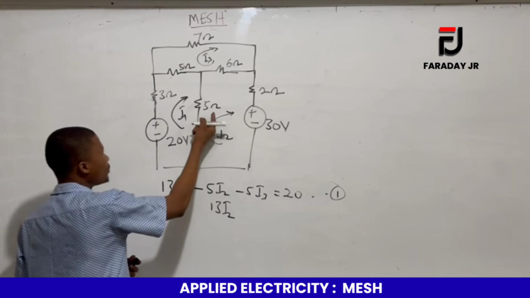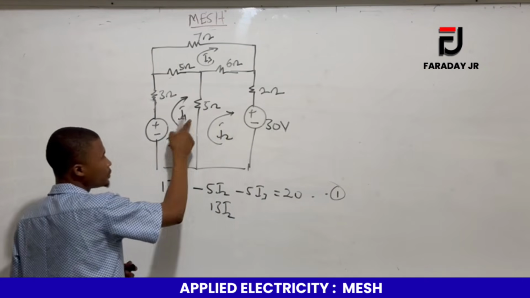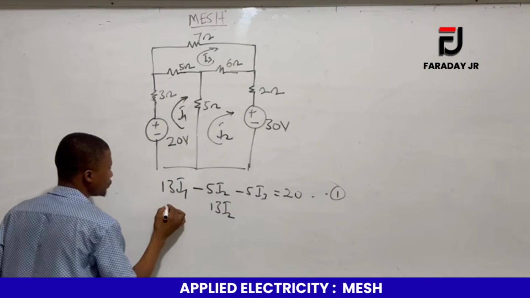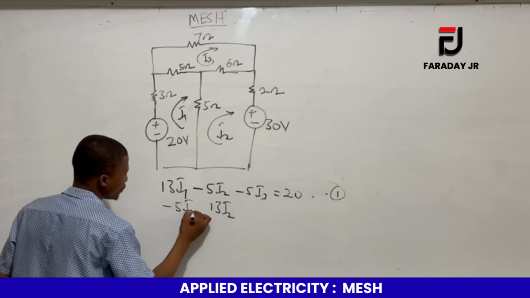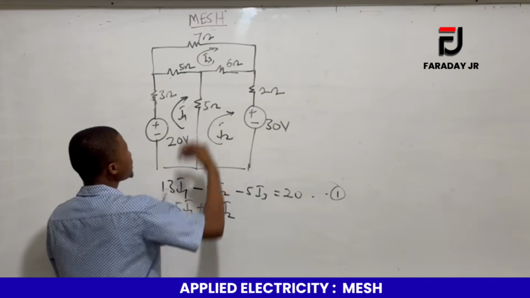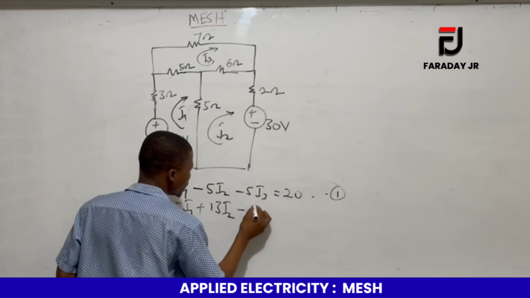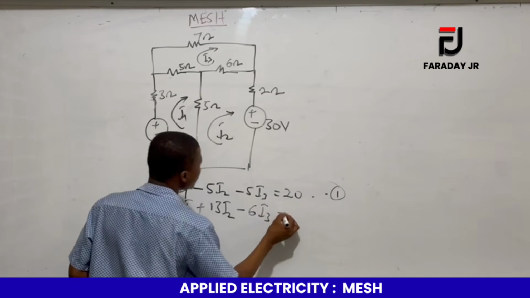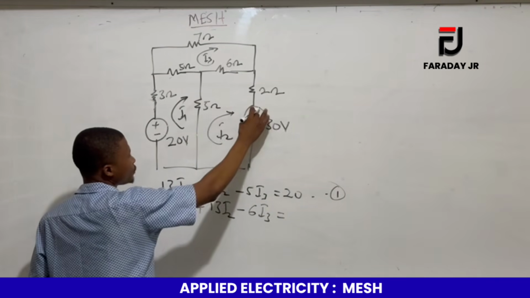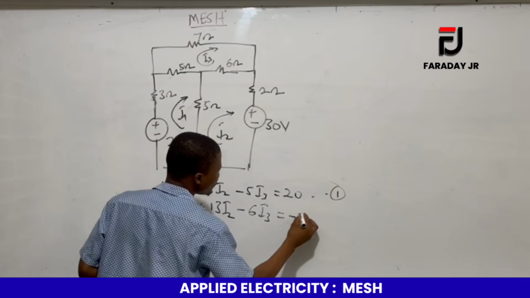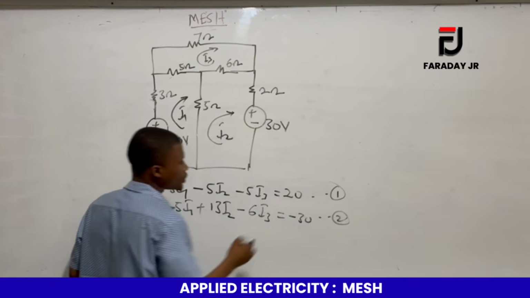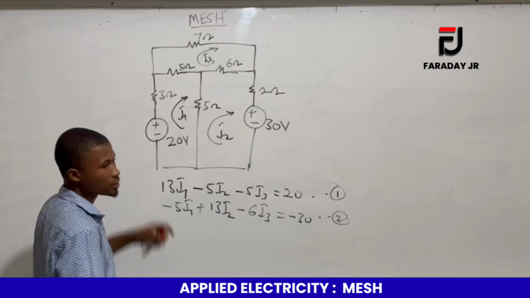So we have 13 I2. This is shared with this loop, so we subtract it. So we have minus 5 I1, right? And then you realize that this is also shared with this loop, so we subtract, that will give us minus 6 I3. And that will be equal to, going from positive to negative, that will give us negative 30, equation 2.